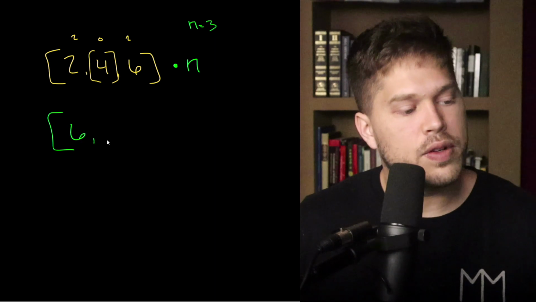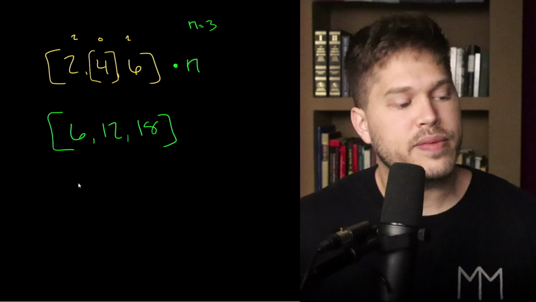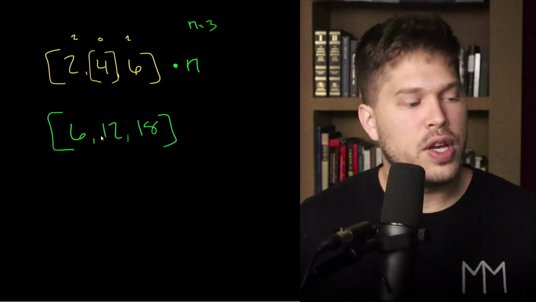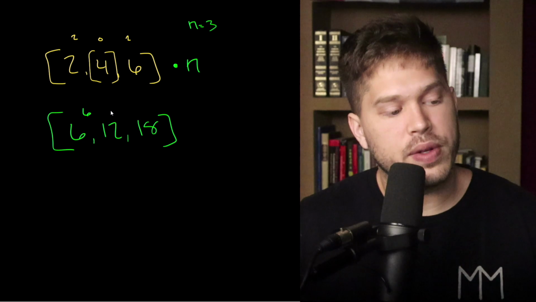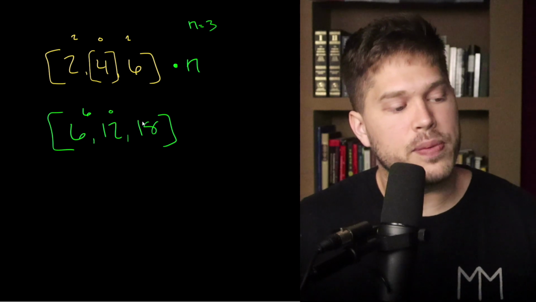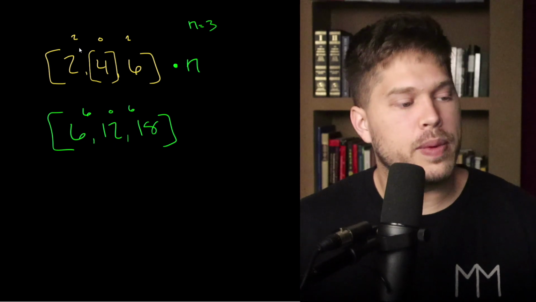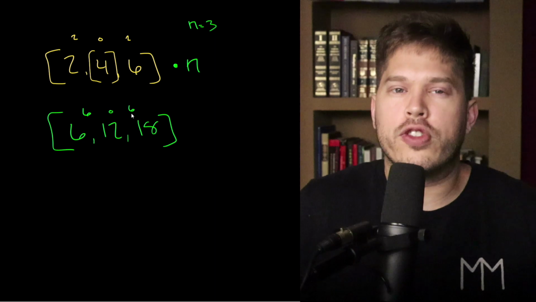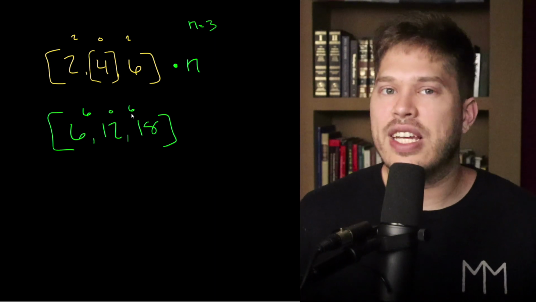2 times 3 is 6. 4 times 3 is 12. 6 times 3 is 18. So notice that our numbers are now spread out. We went from a gap of 2 to a gap of 6. 0 times 3 is still 0, but 2 times 3 is 6. So our spread around our mean went from 2, 0, 2 to 6, 0, 6. So our numbers are more spread out, and so our standard deviation did increase.